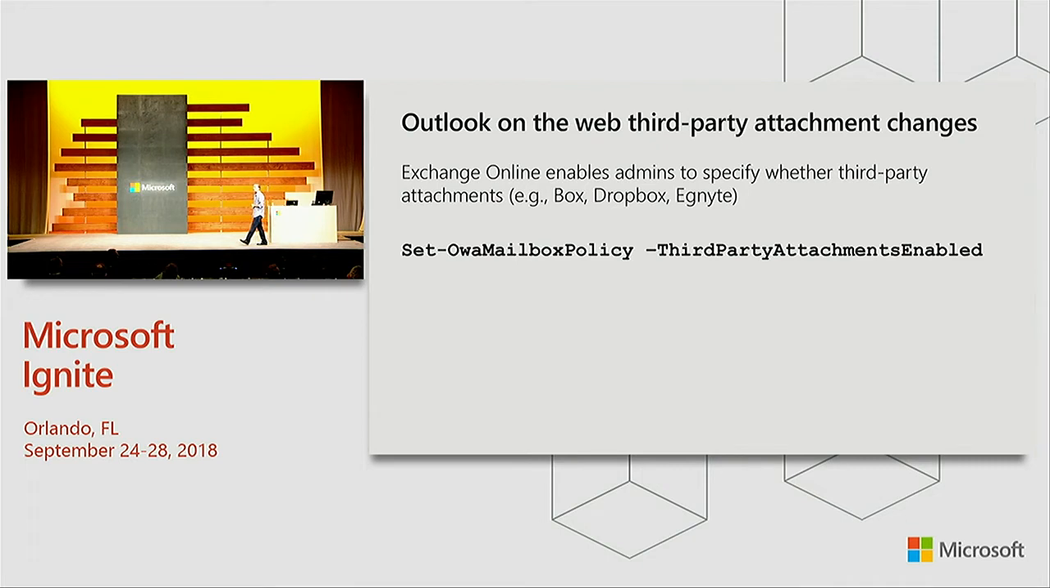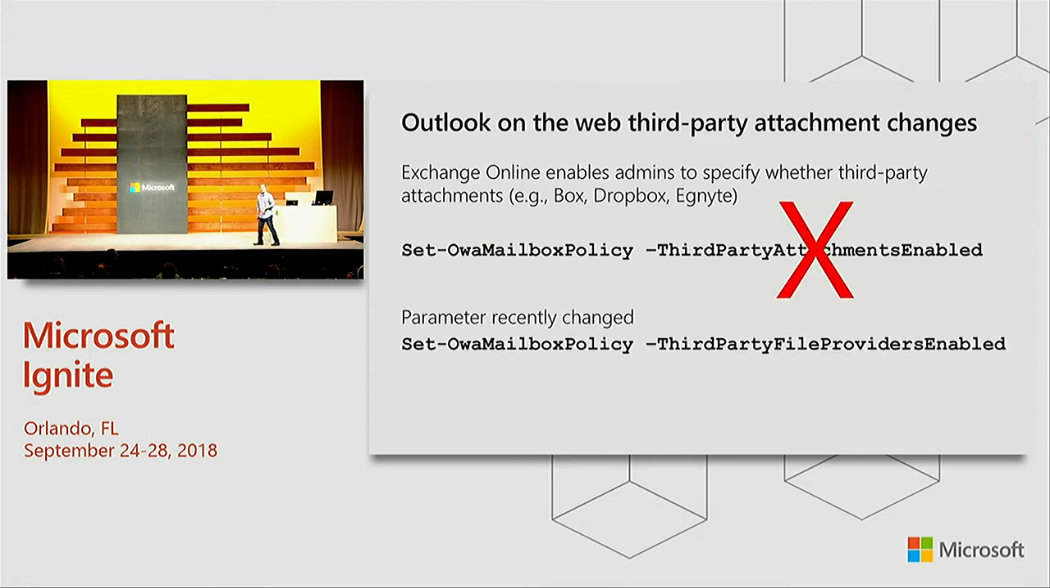Another change that's coming, and this is a real minor one, but I thought it was interesting enough to share. We just changed the property for the Set-OwaMailbox cmdlet, the property that controls whether or not your Outlook on the web users can use some form of third-party file attachment, like Box or Dropbox or Egnyte storage, one of those.